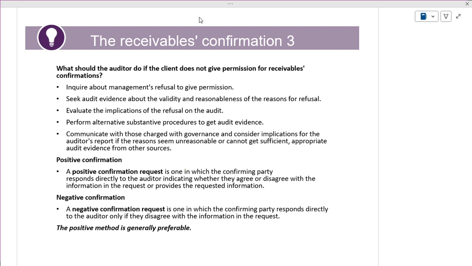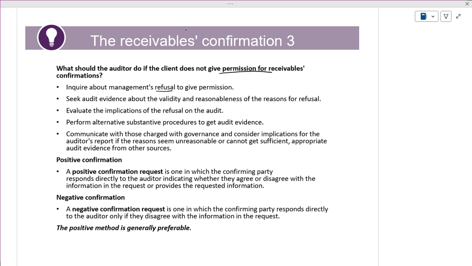What should the auditor do if the client does not give permission for receivables? When we are getting the confirmation from the bank, it has to be in principle with the client's awareness. Inquire of management why they are refusing to give information. The client has to give permission to communicate with the external party who is going to pay us.